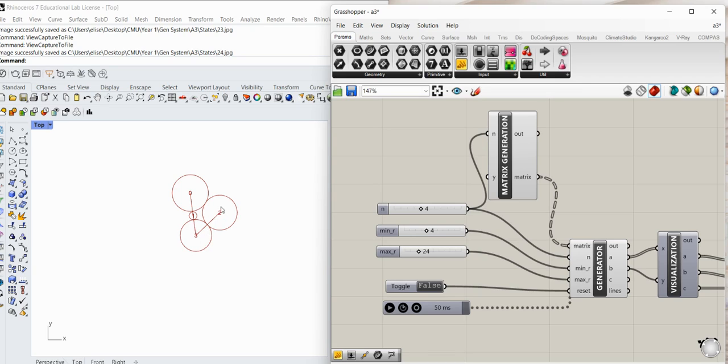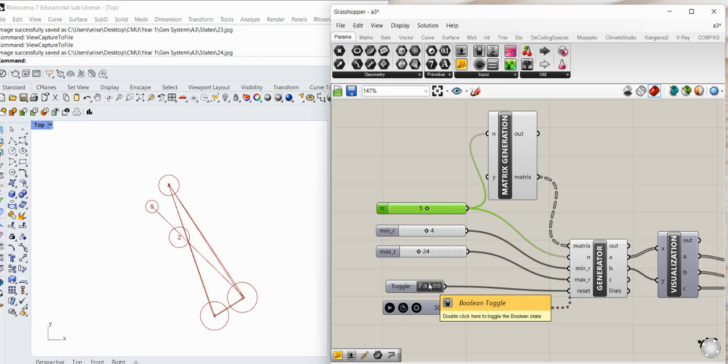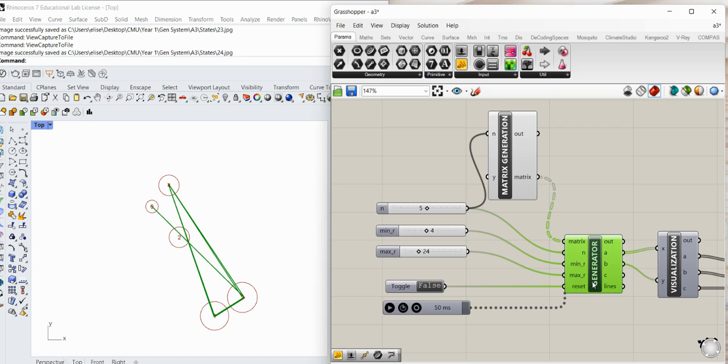So 2 and 3 need to be next to each other, 1 and 3 need to be next to each other, and 0 and 1 need to be next to each other. So that's essentially the fundamental mechanism. And I can try changing the number of bubbles over here. So for instance, if we increase it to 5, we can see if the program can find an ideal solution for us.